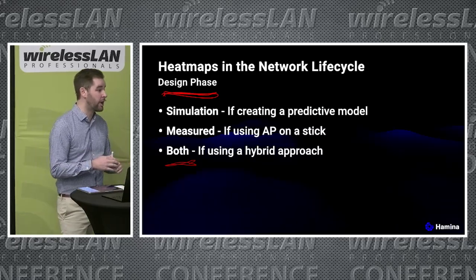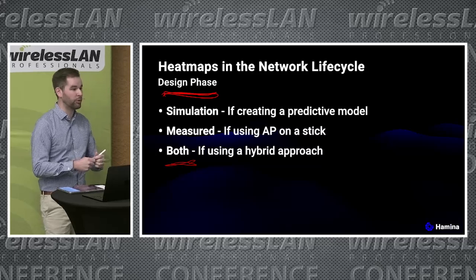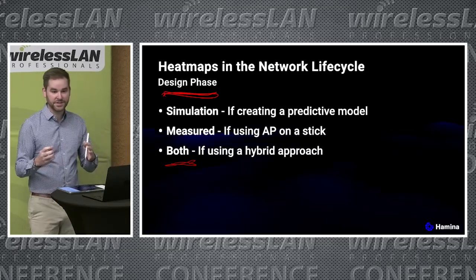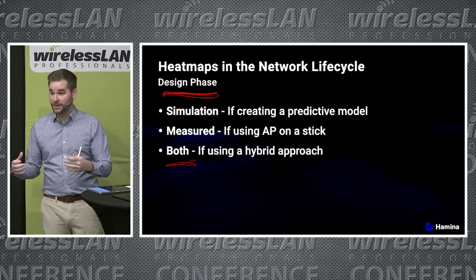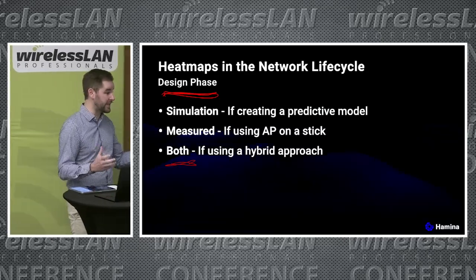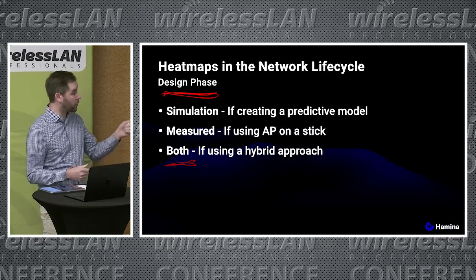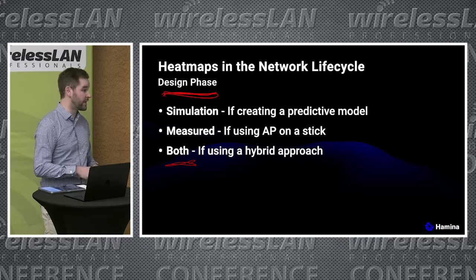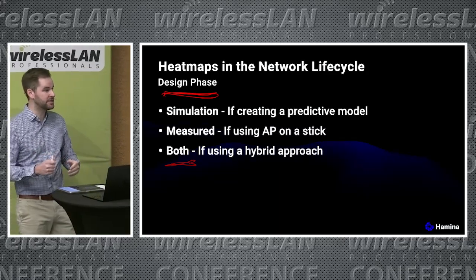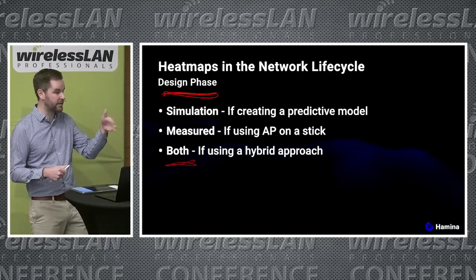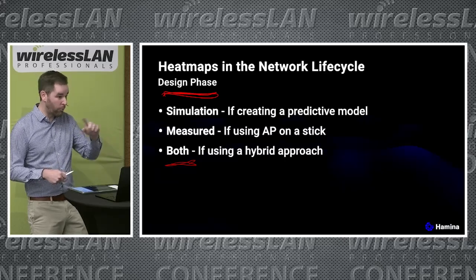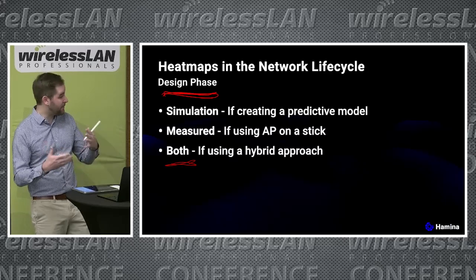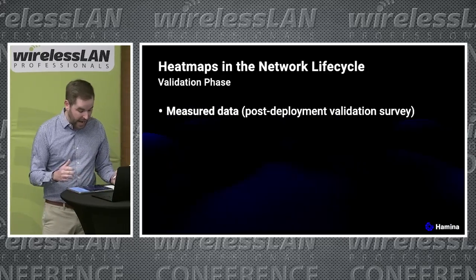I've done this a few times where maybe my predictive modeling tool wouldn't let me model the specific intricacies of certain parts of a building. And so what I'll do is do the predictive model in the carpeted spaces, in the spaces that are easy to do a simulation for, and then I'll go do an AP on a stick in the parts of the building where I really would just like to get some real-world data. You could do this in a stadium even. You could rig up a few APs pointed at a few different parts of the stadium and then go measure things and see what they look like, and then you could use that to inform a predictive model. So that's maybe another form of a hybrid.